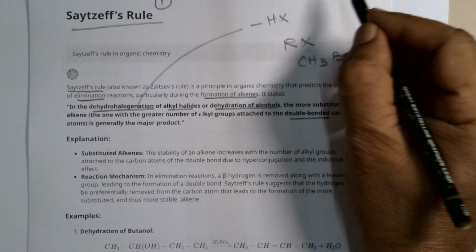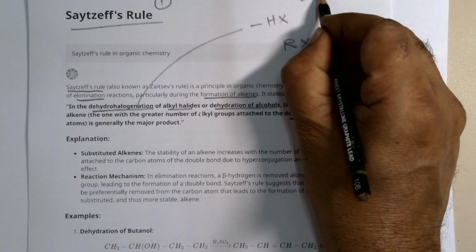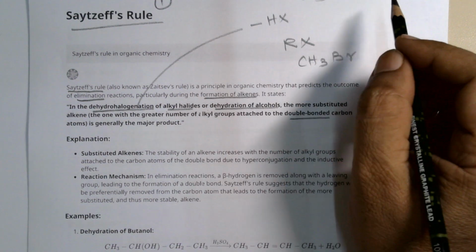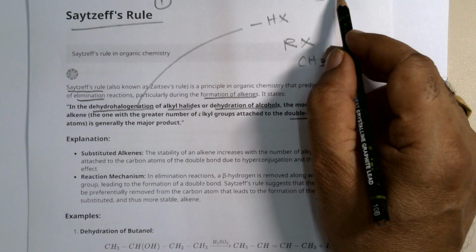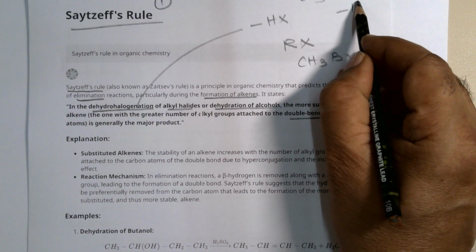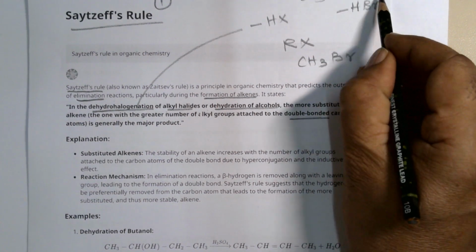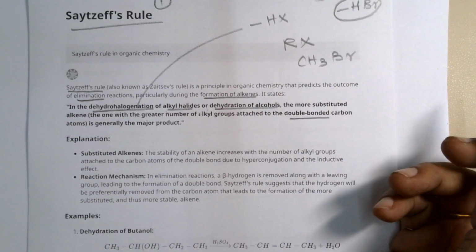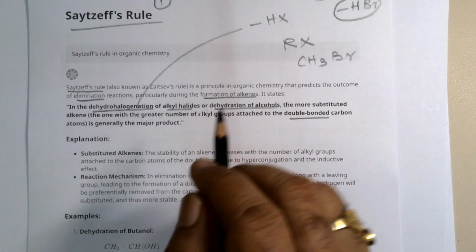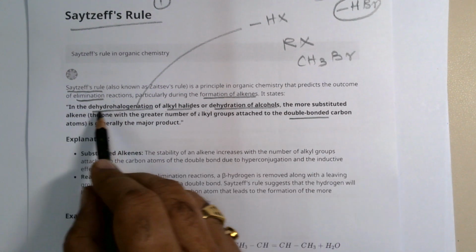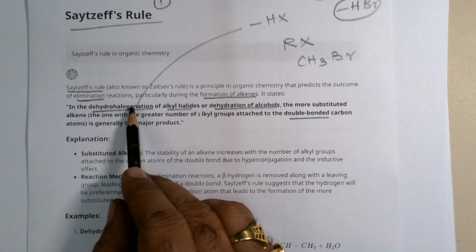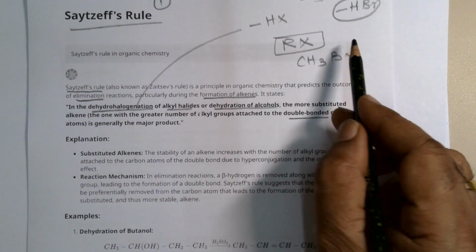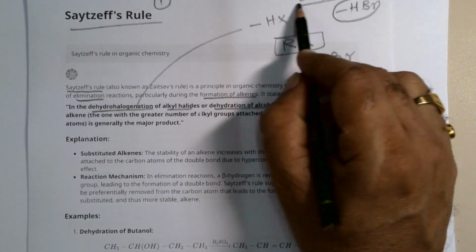This can also be represented, as an example, CH3CH2Br. What is this? Bromoethane or ethyl bromide. So HBr is removed from this, and thereby it forms an alkene. Now let us go through the definition. In the dehydrohalogenation of alkyl halide, so this is alkyl halide. Example, you can take this one.